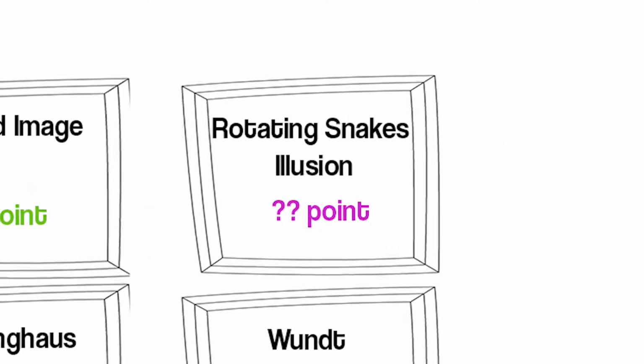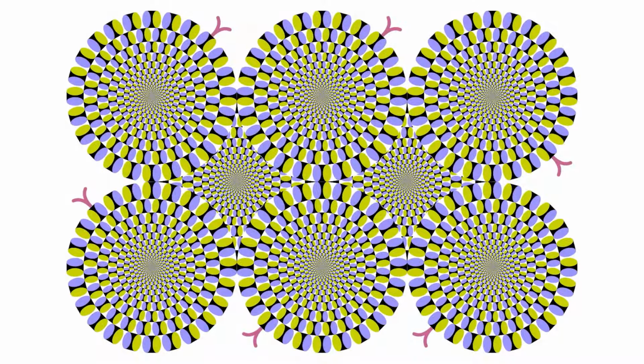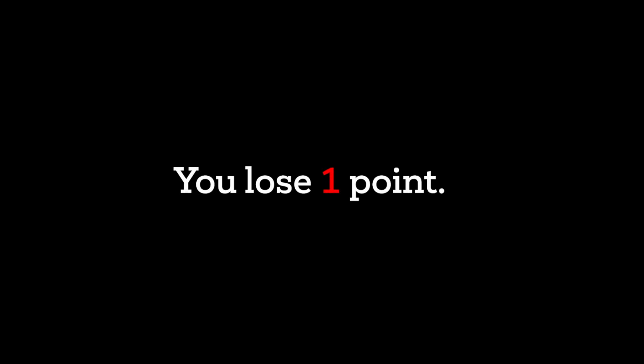Rotating snakes illusion. At first glance, these colorful circles seem to rotate slowly, but they're completely stationary. This illusion is triggered by contrasting colors and repetitive patterns, which stimulate involuntary tiny eye movements called microsaccades. These subtle eye movements, combined with the specific arrangement of colors and shading, make our brains perceive continuous rotation. The rotating snakes illusion vividly demonstrates how sensitive and responsive our visual system is to patterns and contrast. You lose 1 point if you didn't know this one.